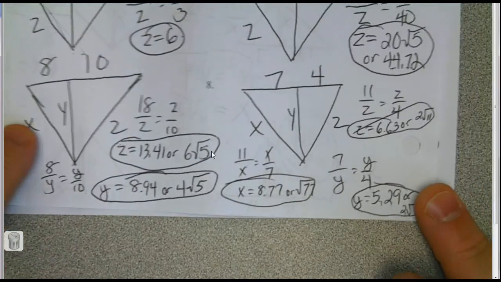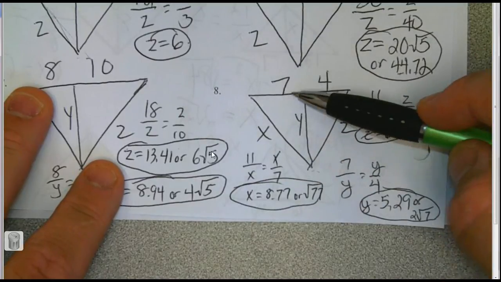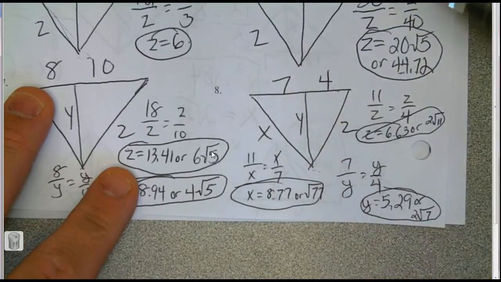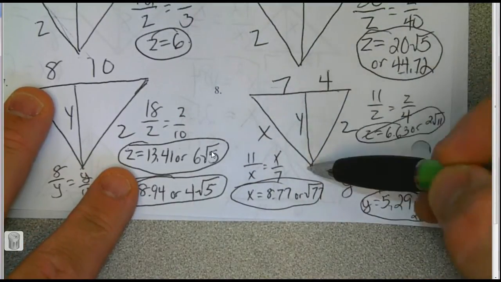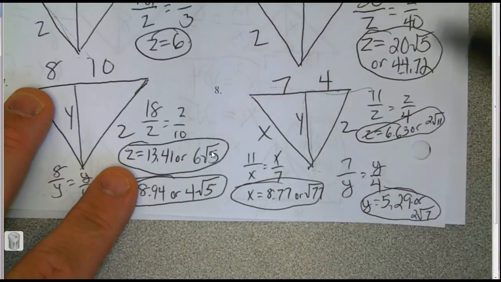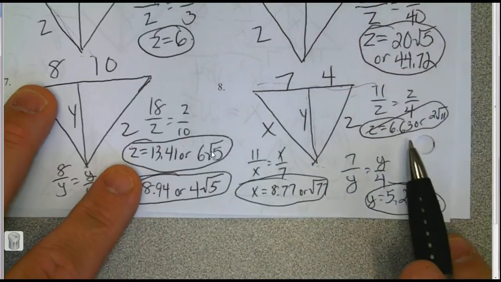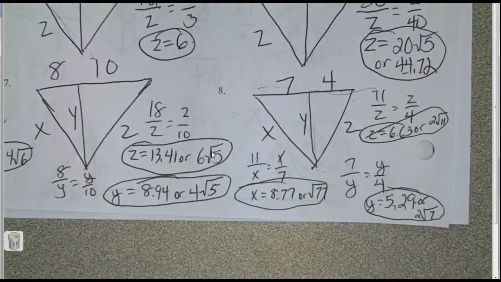For number 8, for X, I did 11 over X, X over 7, 8.77. For Y, I did 7 over Y, Y over 4, Y is 5.29. And for Z, I did 11 over Z and Z over 4, 6.63, or 2 times the square root of 11.